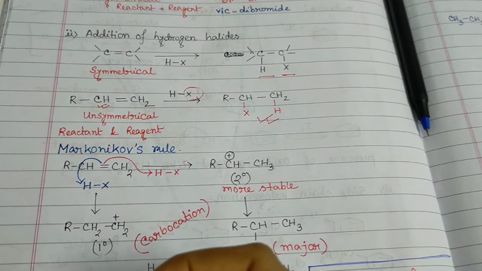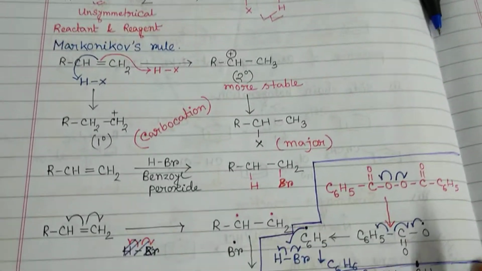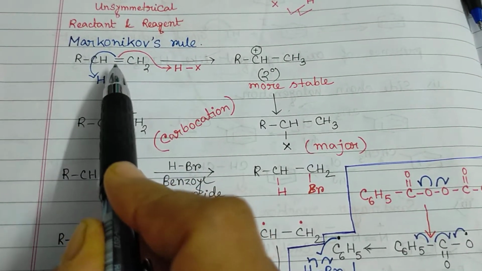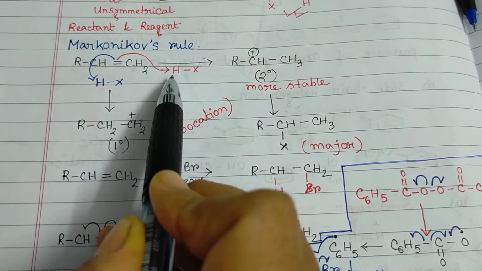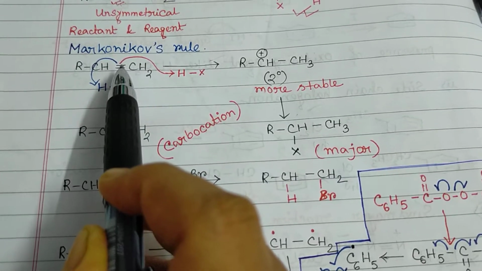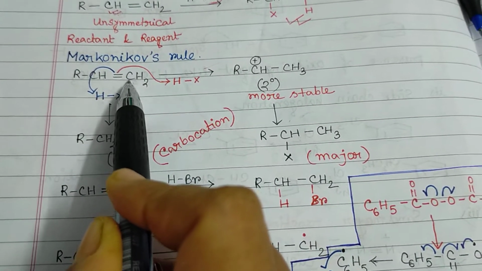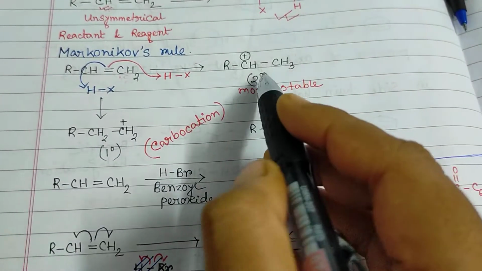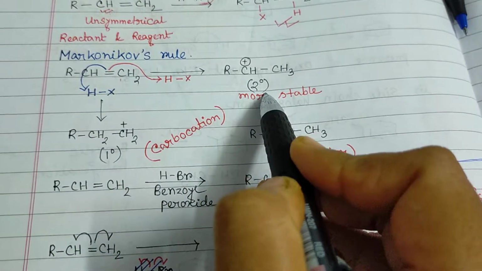Now see what is the basis of this rule, and to understand this we have to see the mechanism. Let us see the mechanism. The double bonded carbon can attack the hydrogen of HX in two ways. How? If the pi bond of the double bond attacks the hydrogen and it adds to this carbon, then we can have the carbocation, like this one.